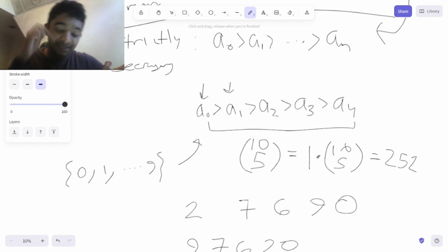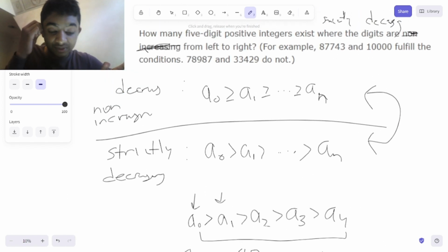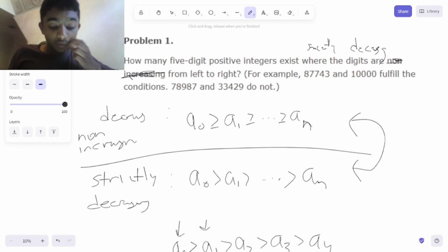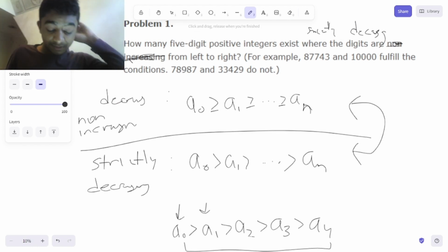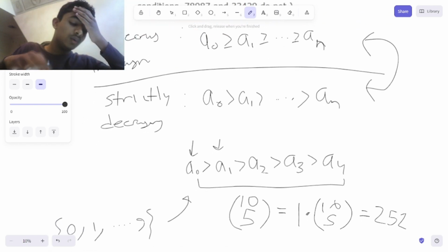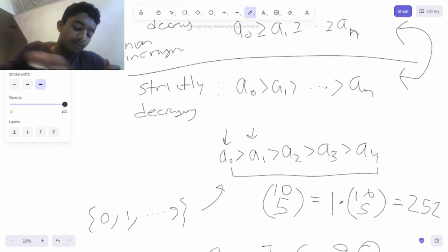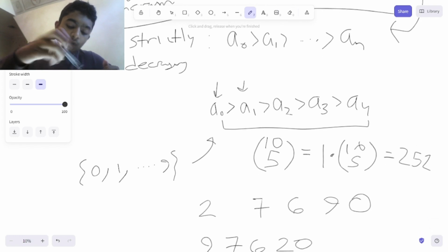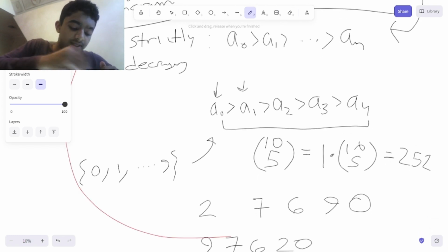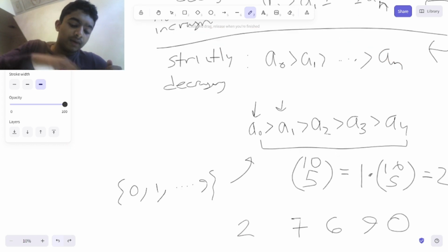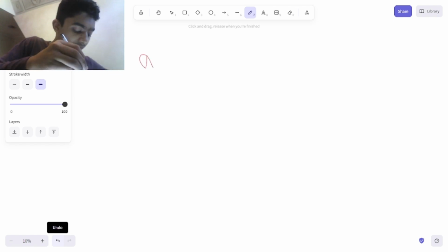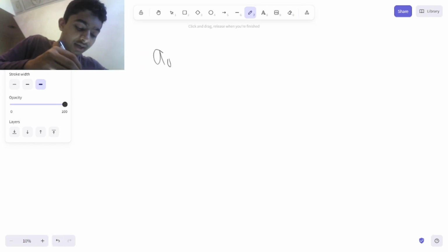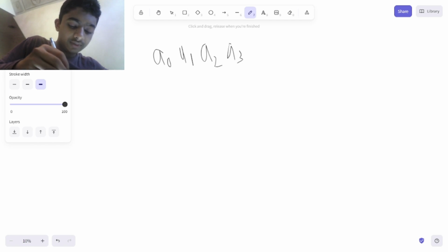Unfortunately, our problem is not that simple because we're dealing with non-increasing, or non-strictly decreasing, sequences. We have to tackle it a bit differently. Hopefully we can take what we did on this problem and use this insight for tackling the real problem. So let's move to the side and try tackling the real problem. We have 5 digits again: a0, a1, a2, a3, a4.